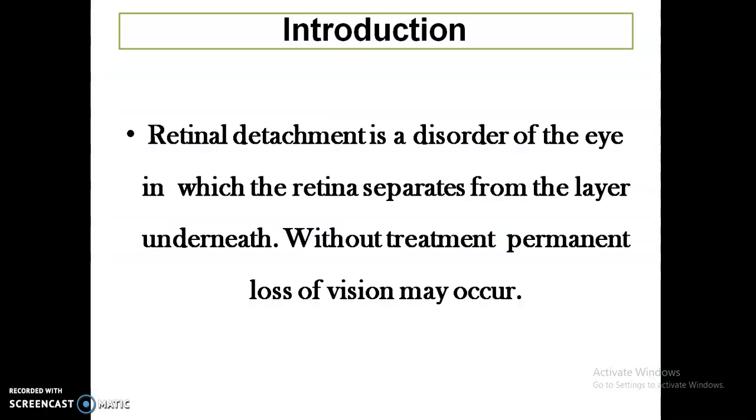Introducing the topic, retinal detachment is a disorder of the eye in which the retina separates from the layer underneath, and without treatment permanent loss of vision may occur.